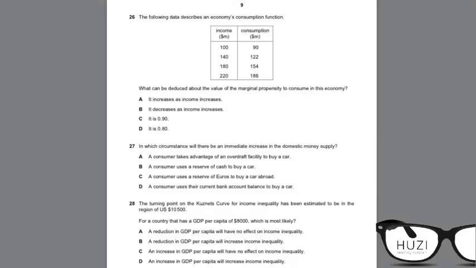Last 5 MCQs. The following data describes an economy's consumption function. Okay, so we have incomes, we have the consumption levels. What can be deduced about the value of the marginal propensity to consume in this economy? Okay, so the marginal propensity to consume over here is 0.9.